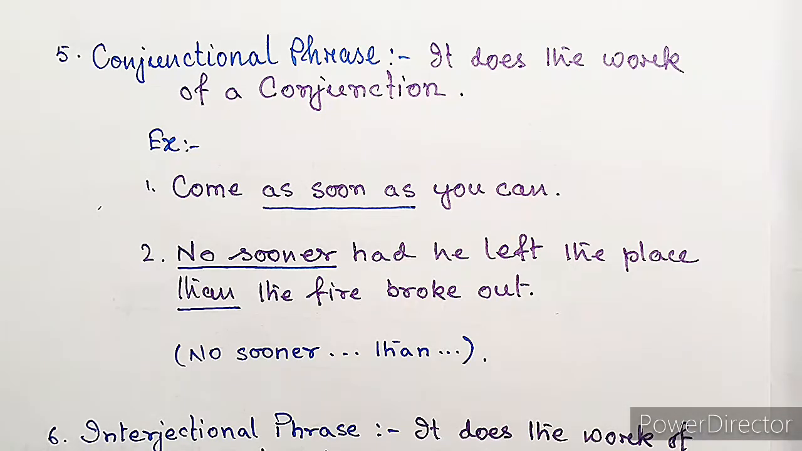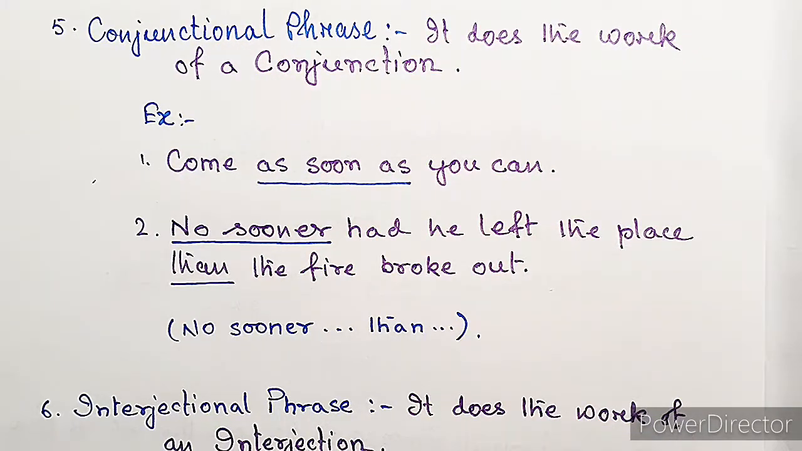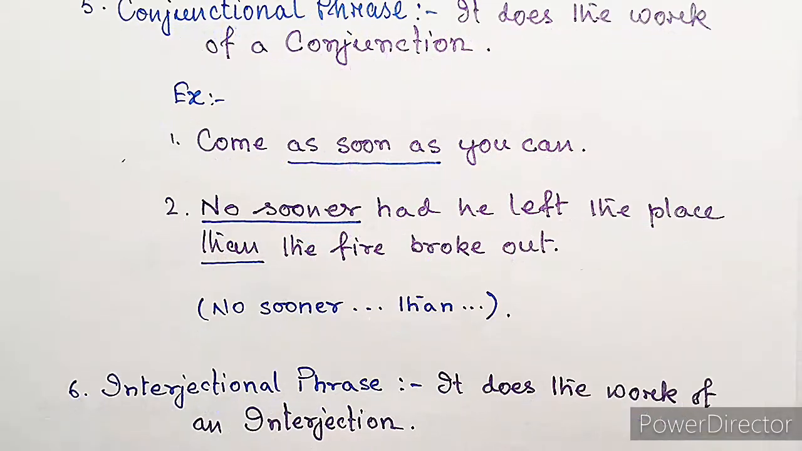Now comes the conjunctional phrase. It does the work of a conjunction. Note the examples. Example 1: Come as soon as you can. Now see, in example 2: No sooner had he left the place than the fire broke out. Here the expression no sooner than works as a conjunction.